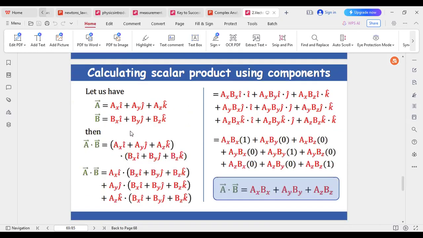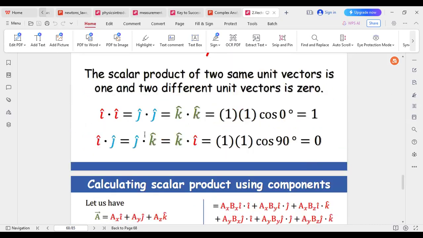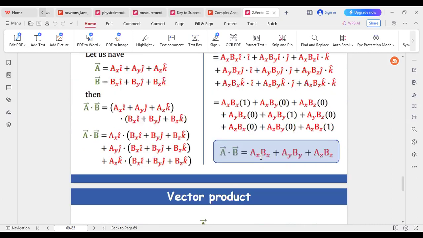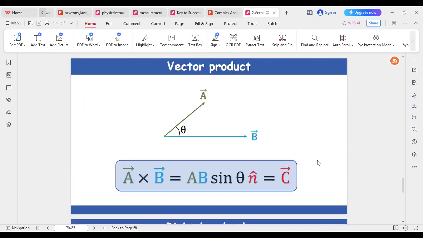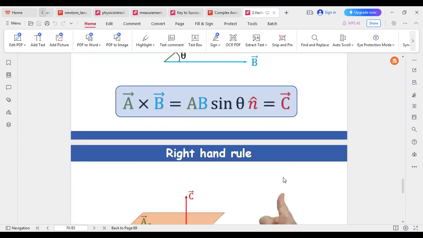Now, calculating the scalar product using components, A dot B will be what? Just multiplication. And you must know i dot j equals 0, i dot k equals 0. Using these relationships, we can find A dot B equals AxBx plus AyBy plus AzBz. Now, another important product of vectors is the vector product. Depending on sin theta, A cross B equals AB sin theta. This theta indicates the direction of the vector product, which is indicated as C vector.